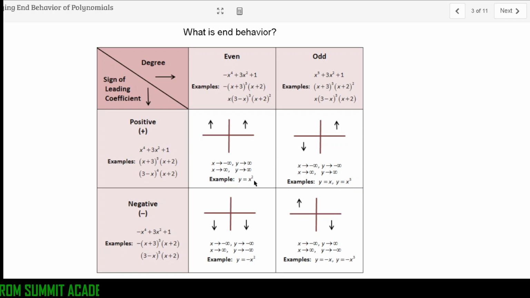So for this x squared as your equation, we're saying the degree is even and the leading coefficient is positive. So it gives you different examples of that, and also shows you what your graph is going to do. As you move to the left, your y values are increasing. As you move to the right, your y values are increasing as well. So you can see how this works, and we'll do more examples with that.